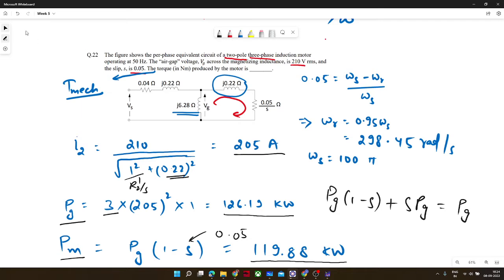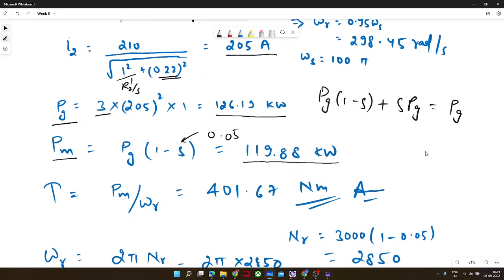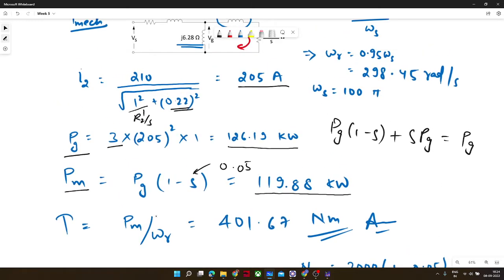So I should move ahead. We have calculated the mechanically developed power. Now, to calculate torque, we all know power by omega is equal to torque. Which power do I need to take? If we have the mechanically developed power, then we have to take the rotor speed. Why? Because power develops when the rotor rotates, and the speed at which the rotor rotates gives us the torque corresponding to that point.